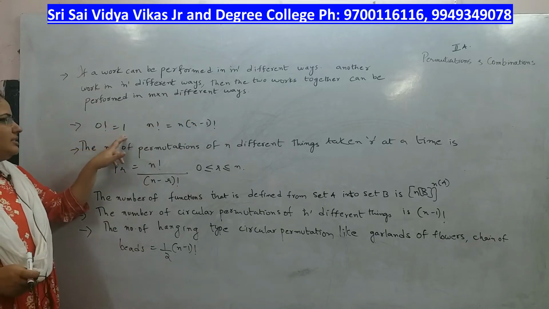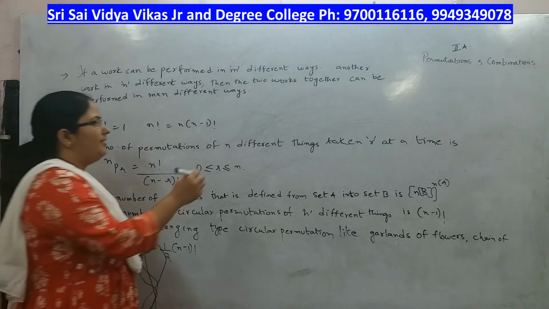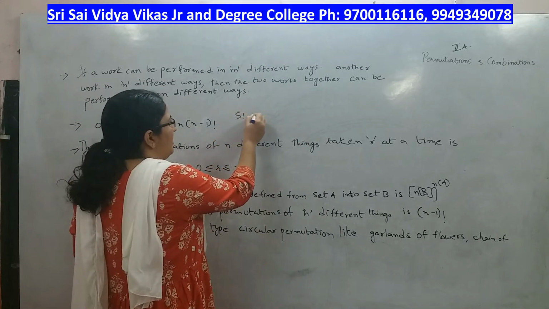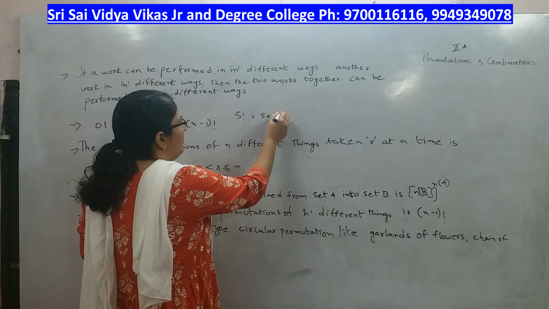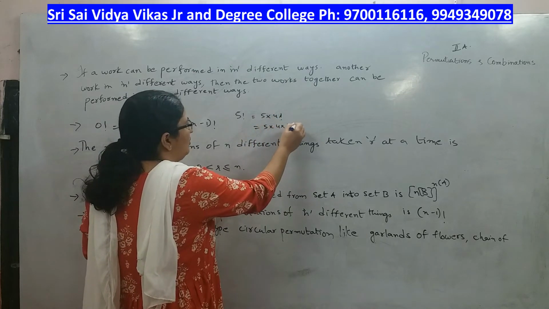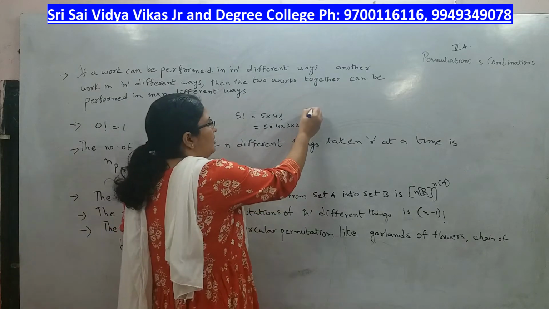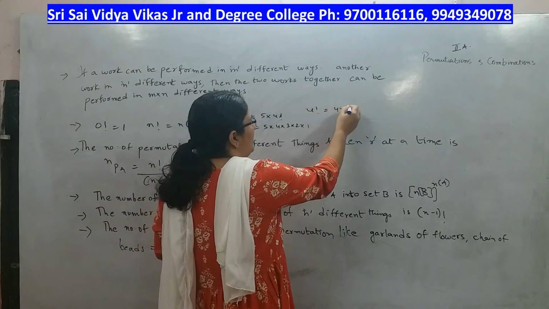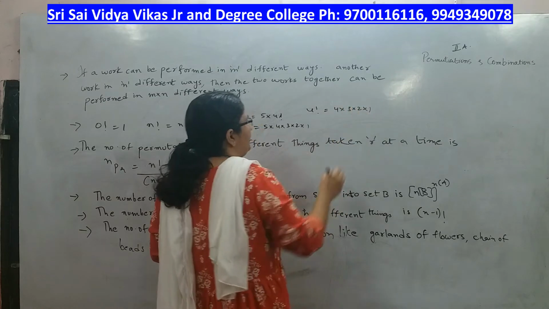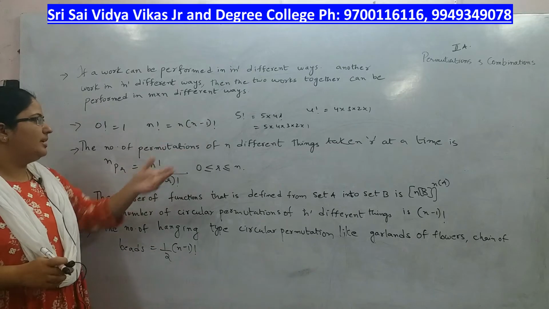0 factorial is 1, n factorial is equal to n into (n minus 1) factorial. Let us say you have 5 factorial. 5 factorial can be written as 5 into 4 factorial, or it is nothing but 5 into 4 into 3 into 2 into 1. Similarly, 4 factorial is 4 into 3 into 2 into 1. Like that, you can expand the factorial.